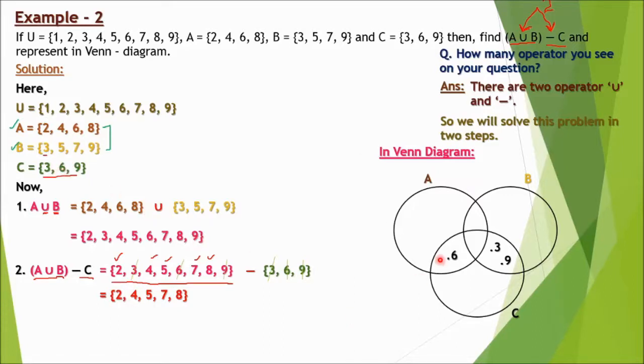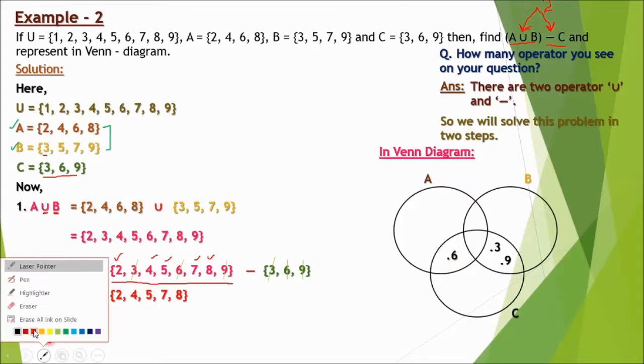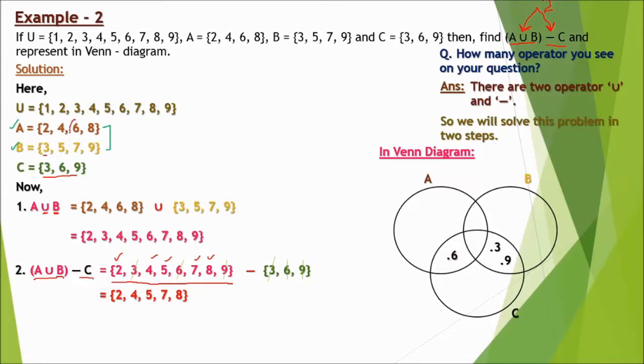Now after completing this task, we have to go back to set A. Just focus on set A. 6 is already written, so let me circle that one. So 2, 4 and 8 are not written. So let's write 2, 4 and 8.